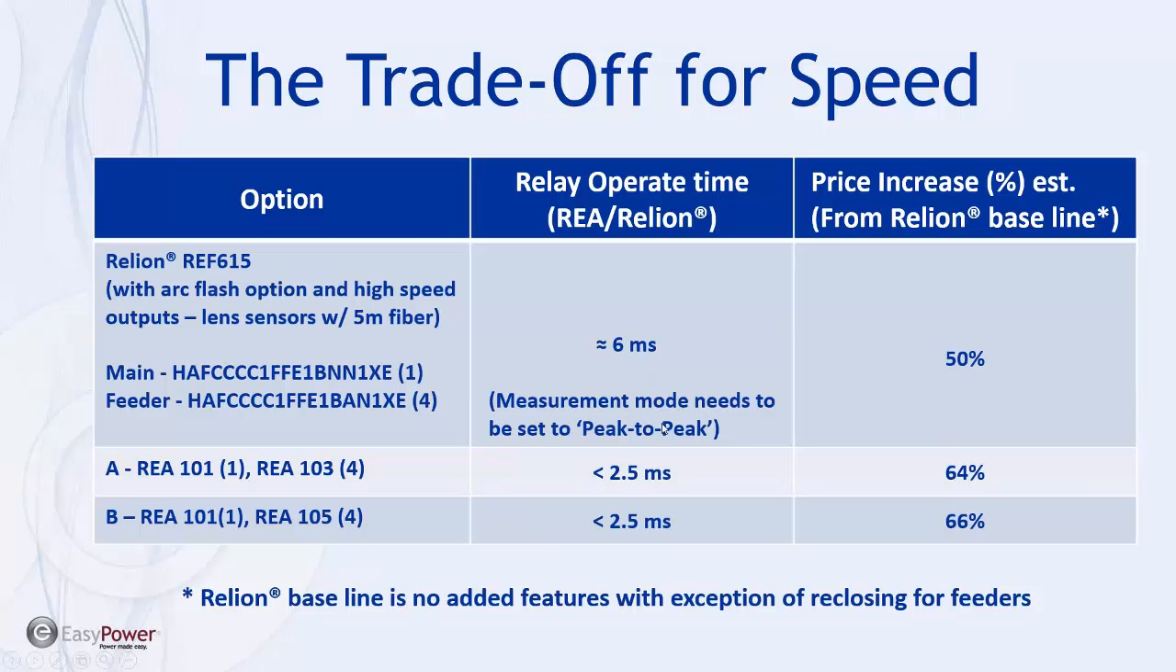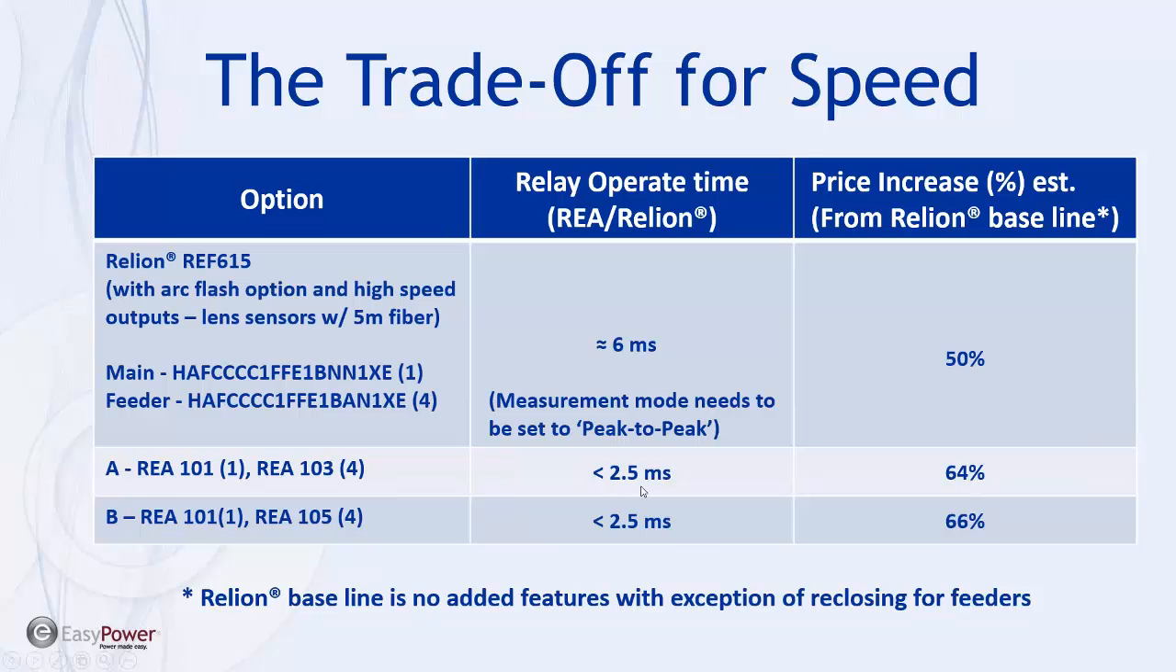You have to be in peak-to-peak measurement mode, which is a little bit less accurate, but for fault detection, quite adequate. Also, you're using the lens sensors, which cannot be supervised and only have 5-meter length. So there's a little bit of a trade-off, but as you can see, it's still very fast, and it certainly can meet customers' needs. Option A is with the REA ARC flash system.